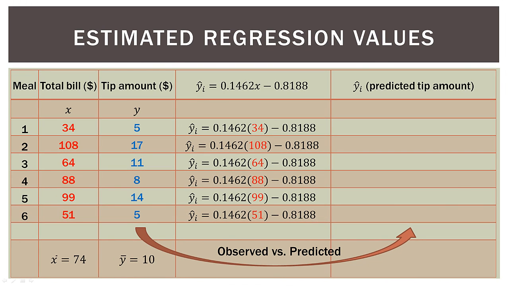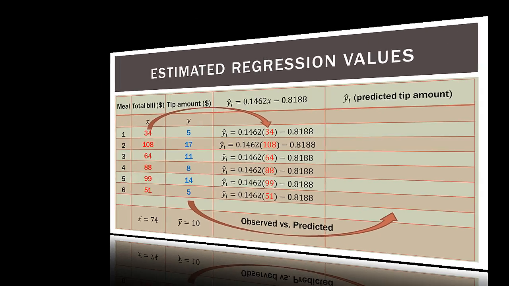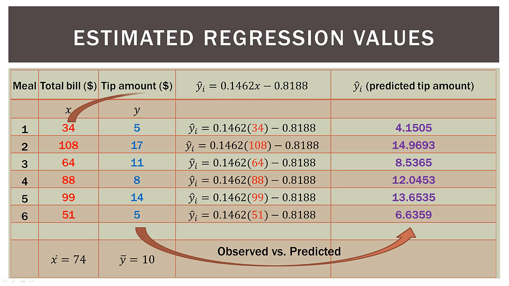All we do is substitute each meal amount in for x, because again, that's our independent variable. So we go ahead and evaluate all of these equations, and that will give us our predicted tip amount over here on the right. So again, to substitute the meal amount into the regression equation, and that will give us our predicted tip amount based on the regression. So substitute over, evaluate, and now we have our predicted tips.